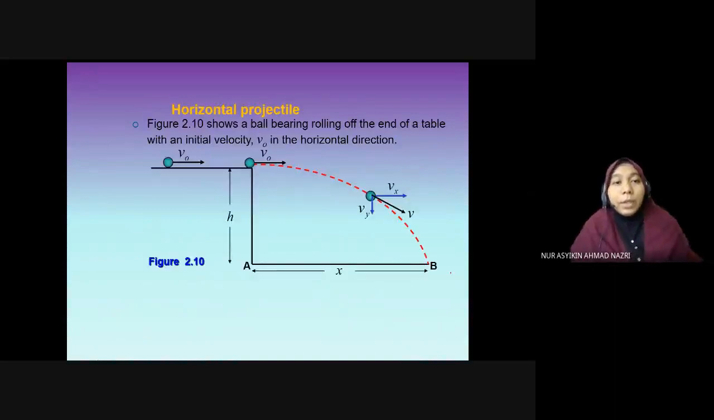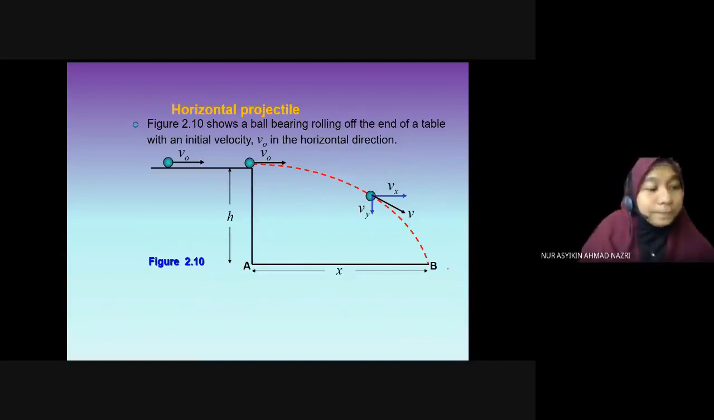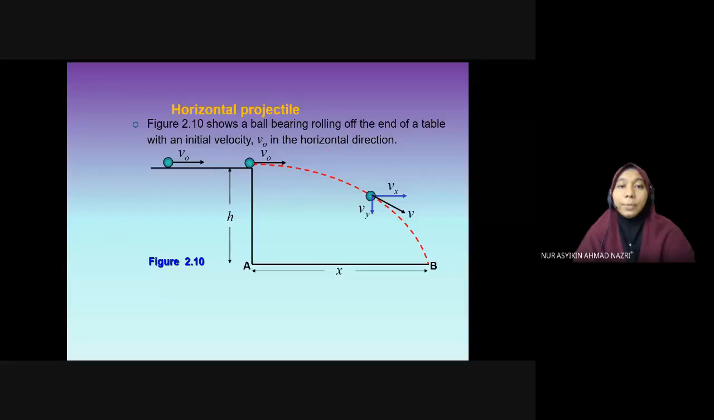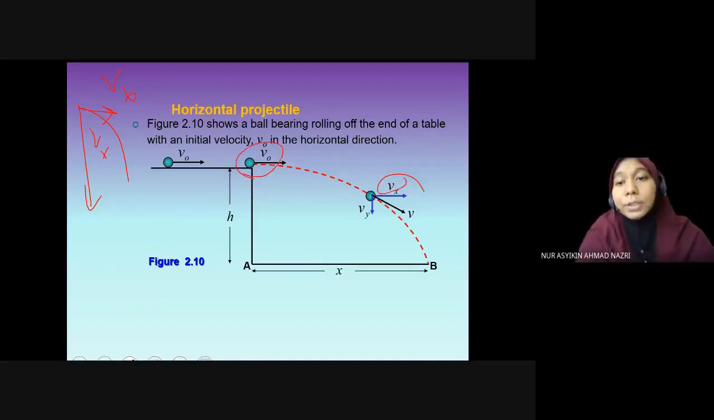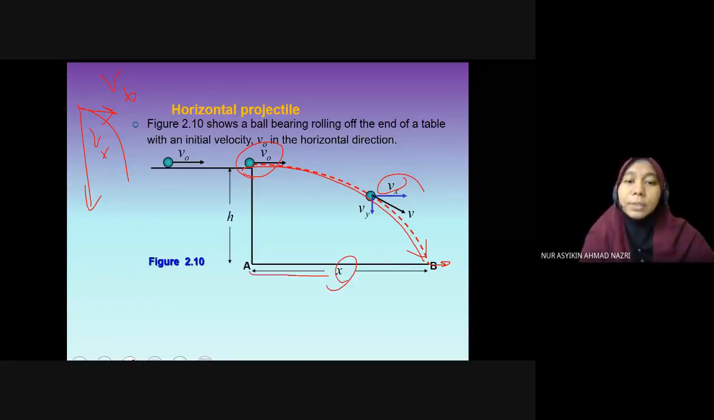Alright, horizontal projectile: a ball bearing rolling off the edge of a table. So like this, it drops. The ball rolls on the table, then it goes like that. It will not become free fall. Why? Again, what causes it to take this shape and not that shape? Because we have the x velocity, the component in x, which is always the same at every point along its trajectory.